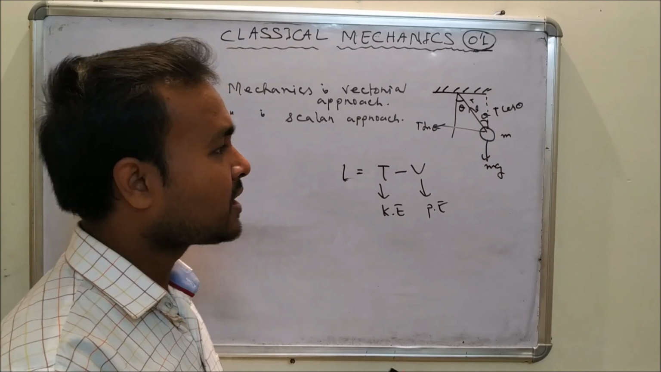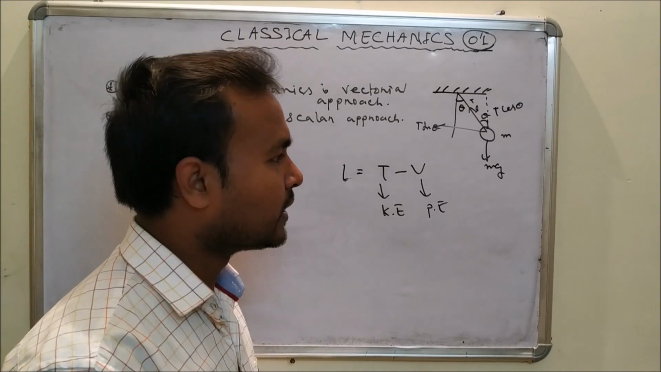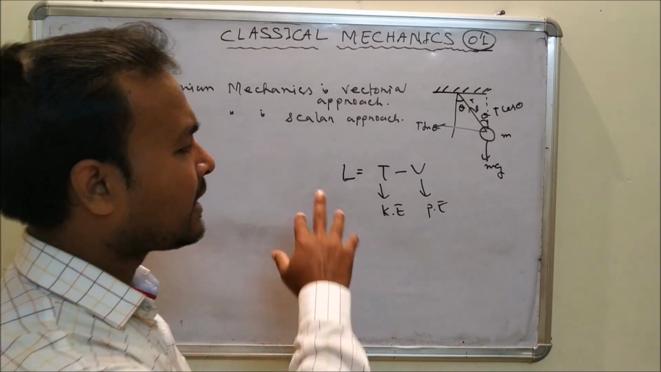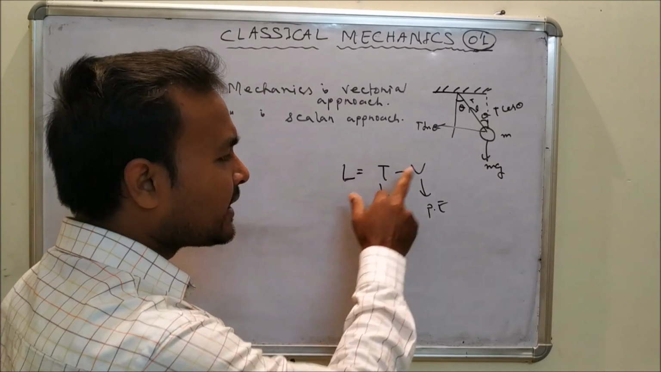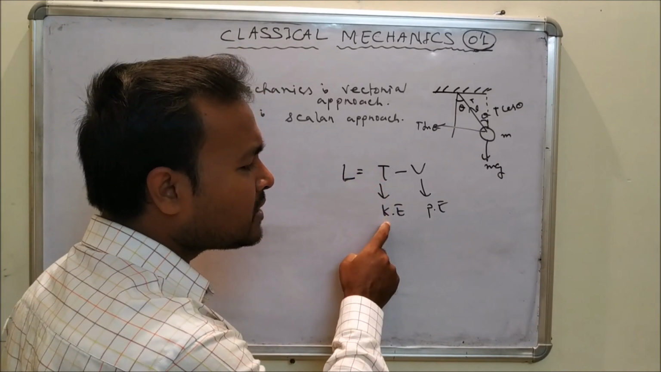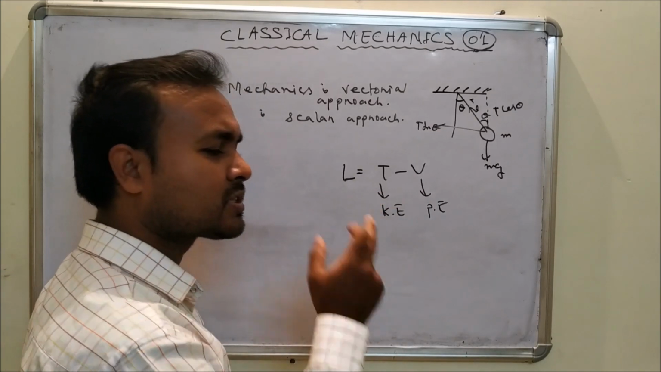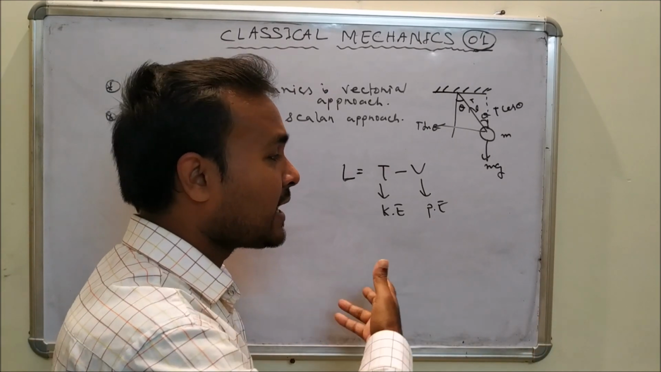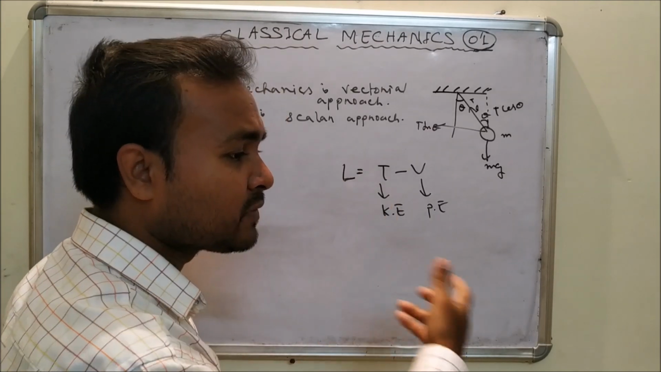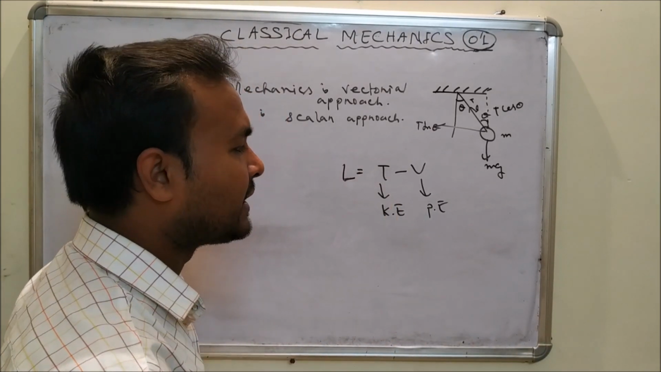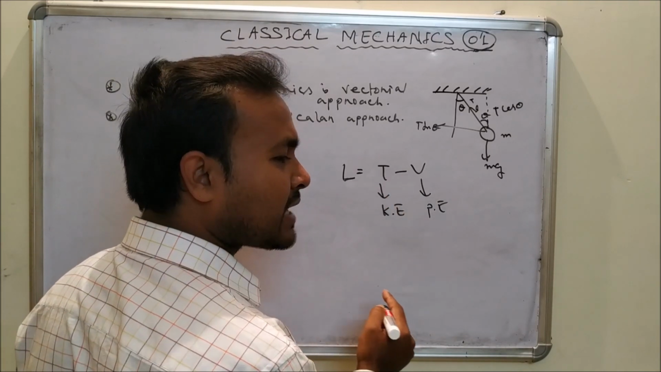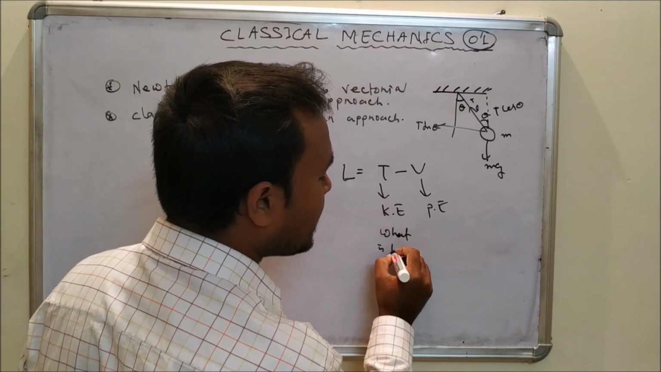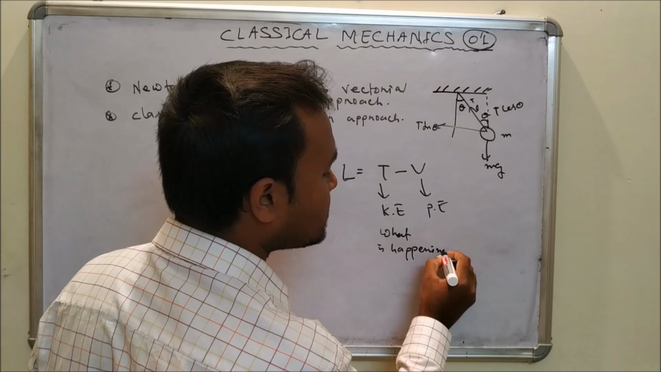Okay, nature works in the most economical way, right? Now if I formulate the Lagrangian of a system, what it means is kinetic energy minus potential energy, right? What do you mean by this kinetic energy? Kinetic means something is happening, right? It is a dynamic variable. So something is going on, that means something is happening. So the physical significance of this kinetic energy, you can say in language, is what is happening.